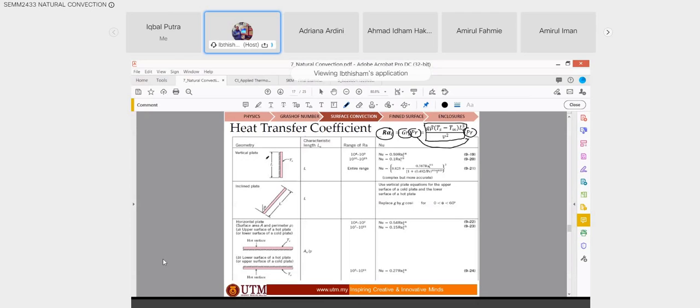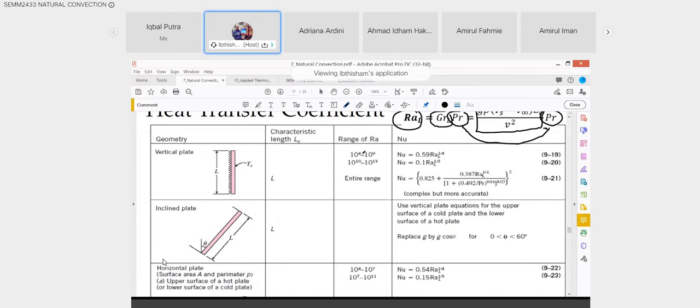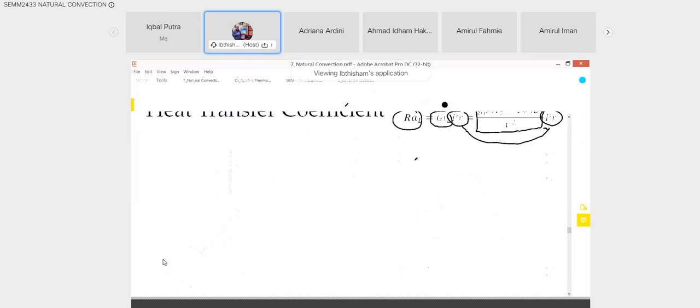Okay, let's look at the first one, which is the vertical plate. If your Rayleigh number falls under this category, so let me zoom this in, this is the correlation for the Nusselt number. So under this category, you use this one. But if you don't want to look at this one, you just want to go straight ahead and calculate, yes, you can.